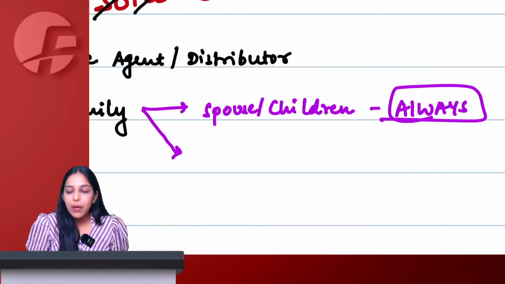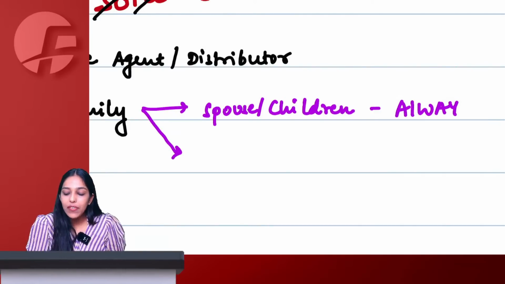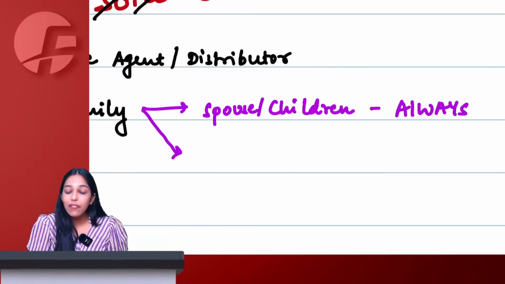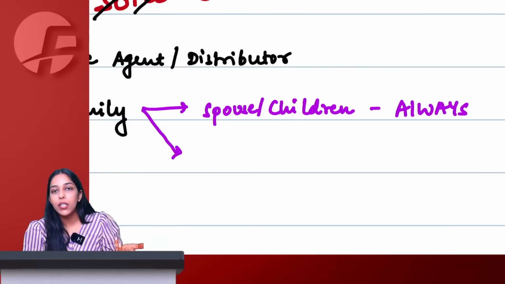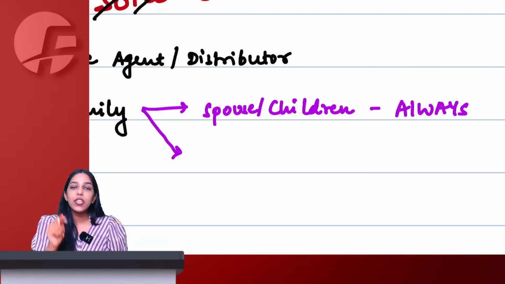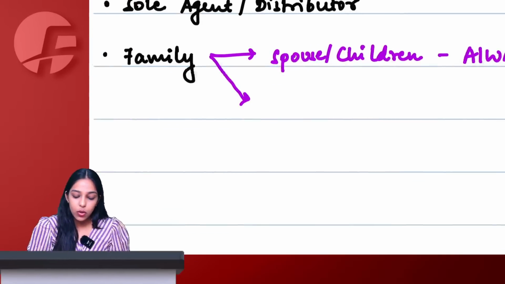Always, always. So my husband, or for a guy, wife, would always be a related person. You do not have to see any other thing, like whether they are dependent on you or not dependent on you, it doesn't matter. Your children and your spouse are always going to be your related person only.